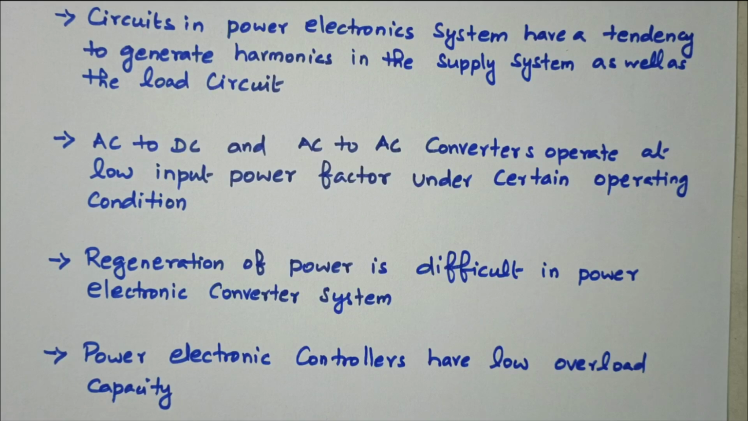The last one: power electronic controllers have low overload capacity. So certain limitations are there: power rating, current rating, voltage rating. So we cannot go for overloading capacity. These are all the disadvantages of power electronic system. So in this video we discussed what a power electronic system is, and what its advantages and disadvantages are.